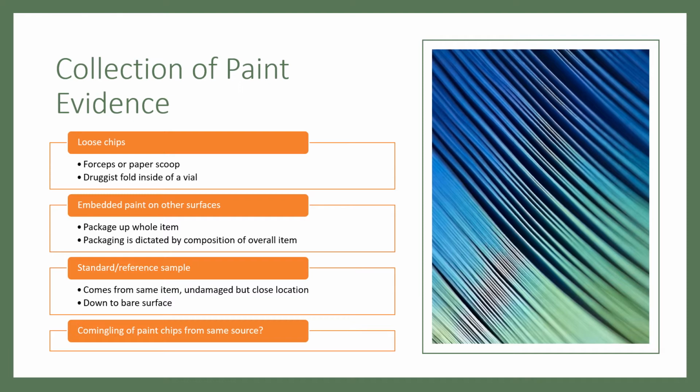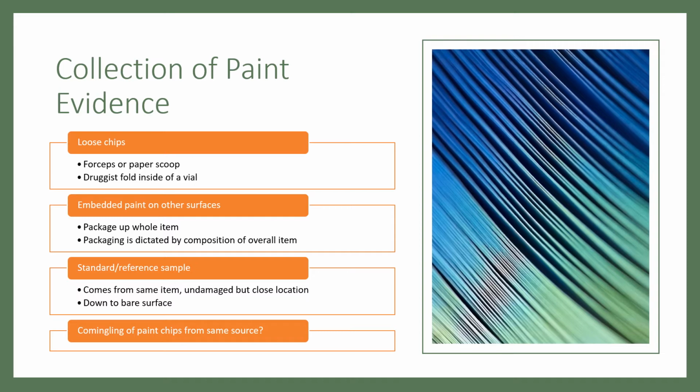You'll always need a standard reference sample, and you'll never commingle paint chips from the same source. For loose chips, you'll gather up your evidence by using forceps or a paper scoop. And a paper scoop is exactly what it sounds like. You take a little piece of paper, usually round, you turn it into a scoop shape or like a U shape, and you just scoop under it, so that you can transfer it into your packaging.